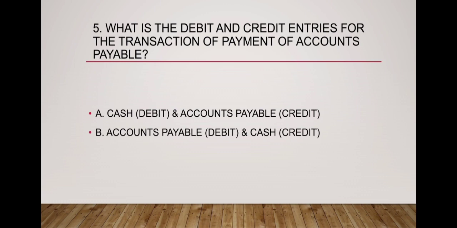Question number 5. What is the debit and credit entries for the transaction of payment of accounts payable? A. Debit cash and credit accounts payable. B. Debit accounts payable and credit cash.